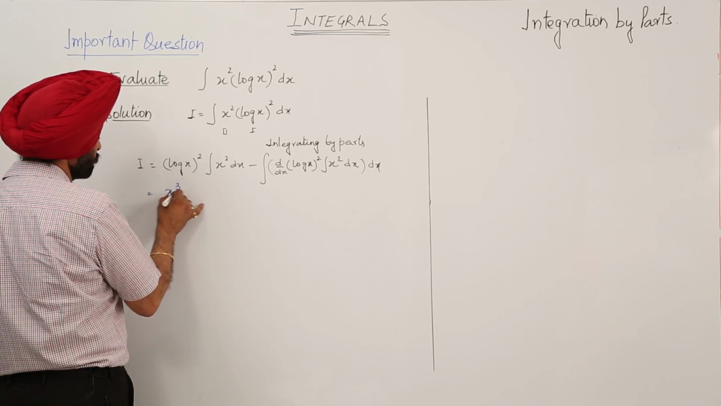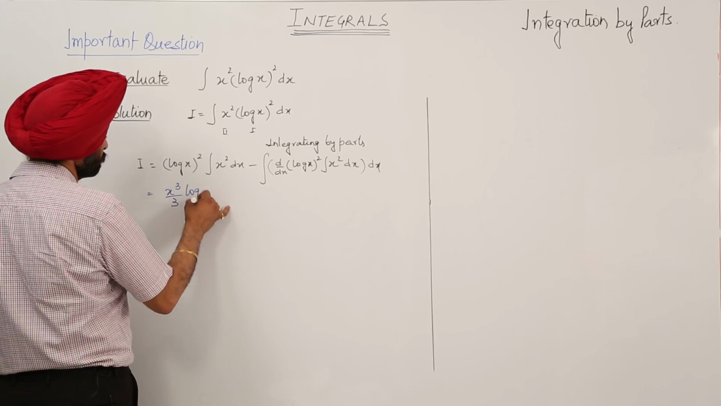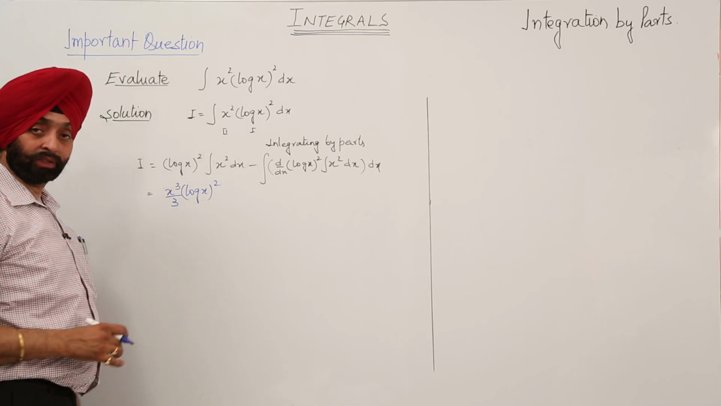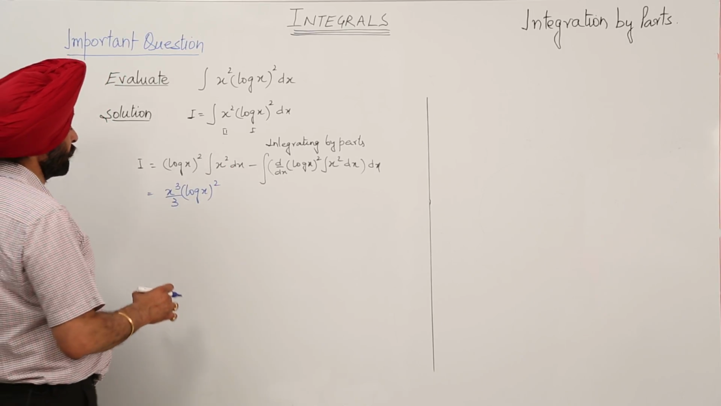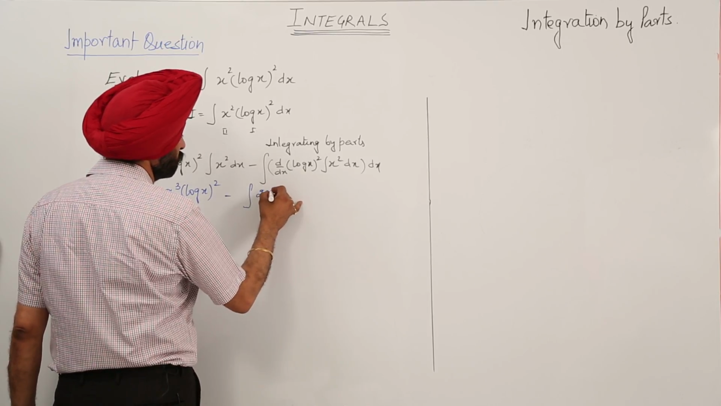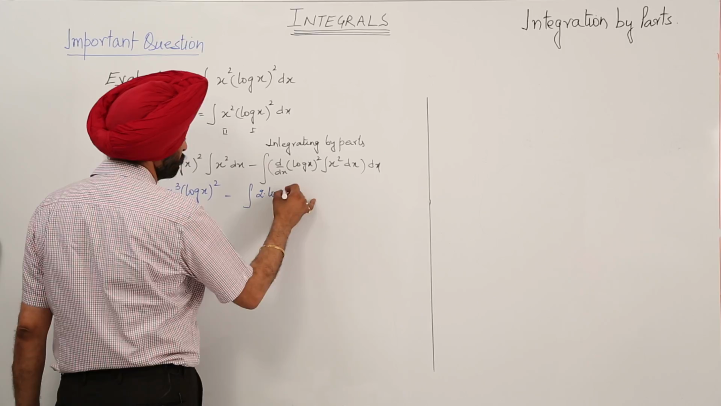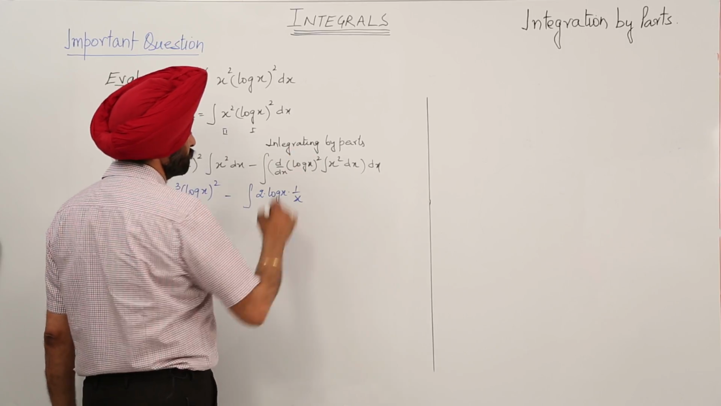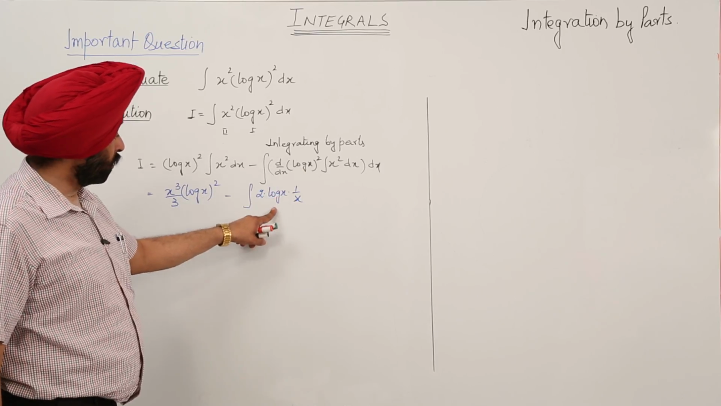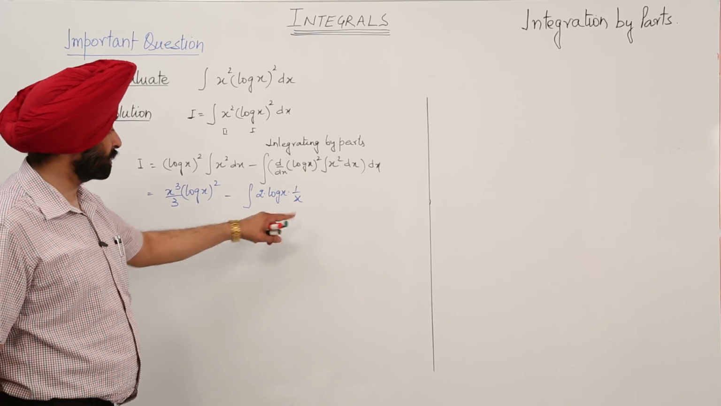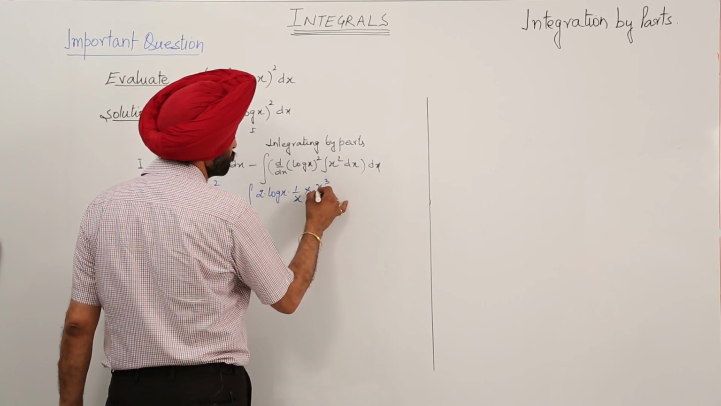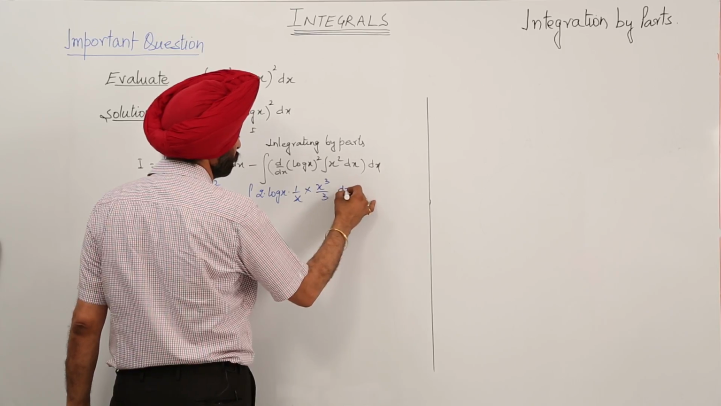Now this becomes x raised to power 3 upon 3 (log x) whole square. Integration of x square is what? x cube upon 3. Minus integration 2 log x into 1 upon x. Derivative of (log x) whole square is what? 2 log x, then derivative of log x, that is 1 upon x, with integration of x square, which is x cube upon 3, dx.